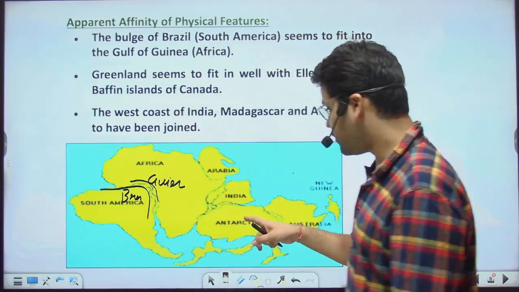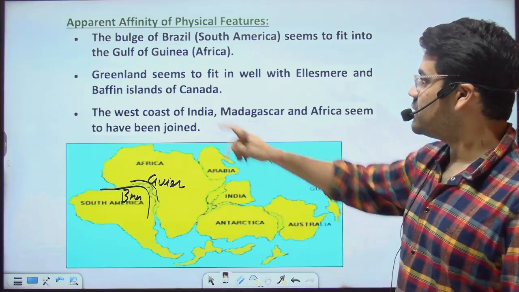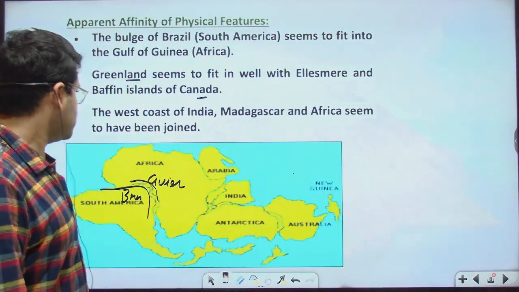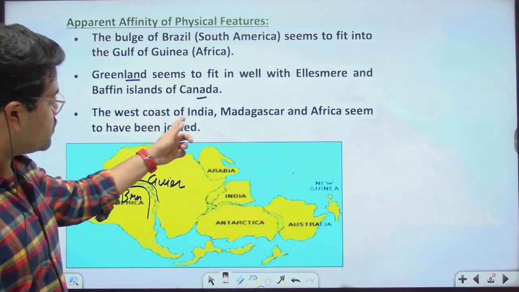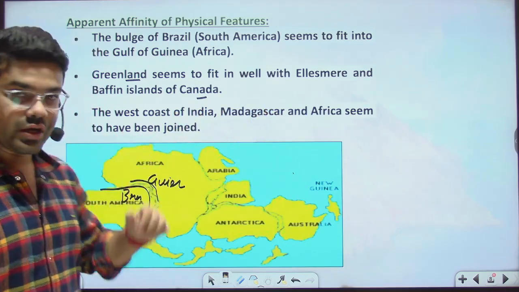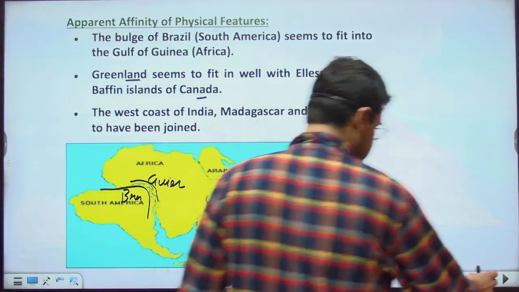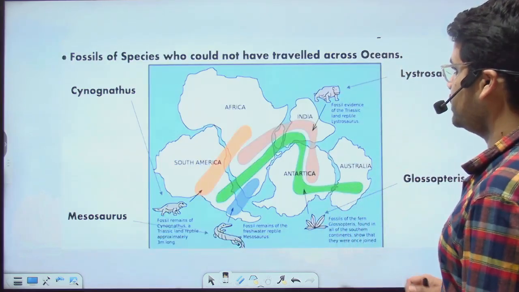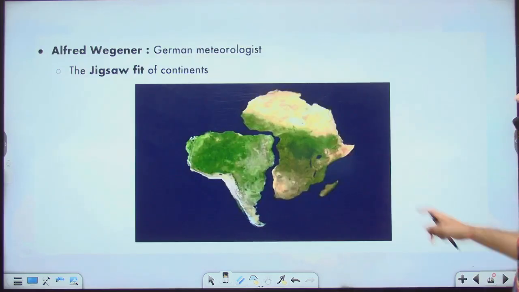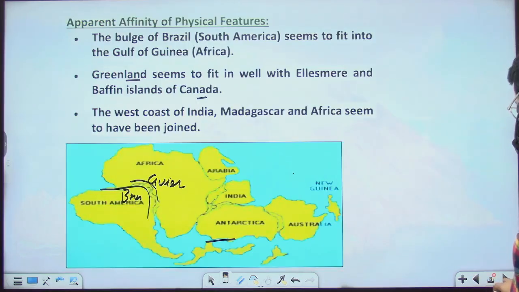Similarly, the evidences were for Antarctica, India. See, they all are getting fixed like a puzzle. Similarly, Greenland fixes with Canada. Okay, the west coast of India and Madagascar and Africa seem to have been joined. These are the evidences. Now, paleoclimatic evidence. Okay, I'll explain some of the evidences. This was the zigzag fit that I was talking about. Some other prominent evidences.